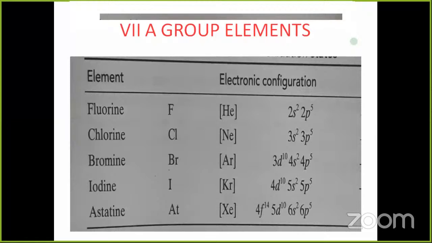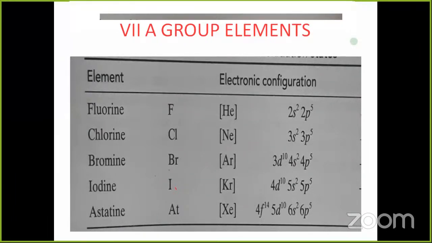So that's why these elements are exhibiting -1 oxidation state. So look at fluorine, we say F-1. They required only 1 electron for going to the nearest neon configuration. They are already having 7 electrons. They required only 1 electron. That's why the 7th A group elements show -1 oxidation. That is the common oxidation state.